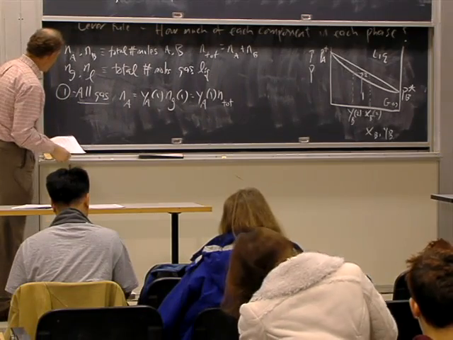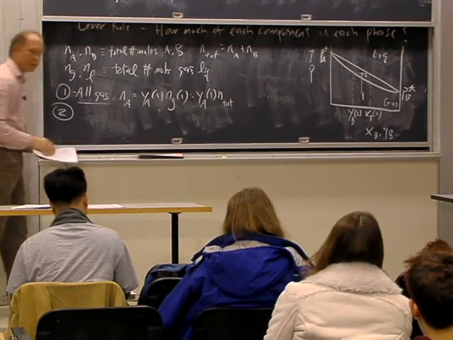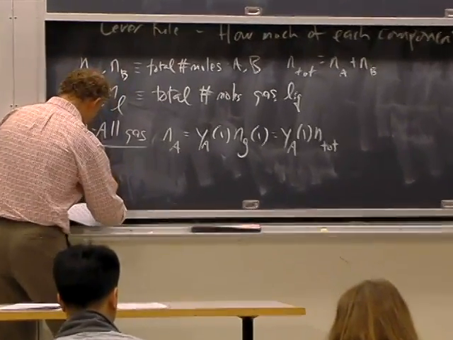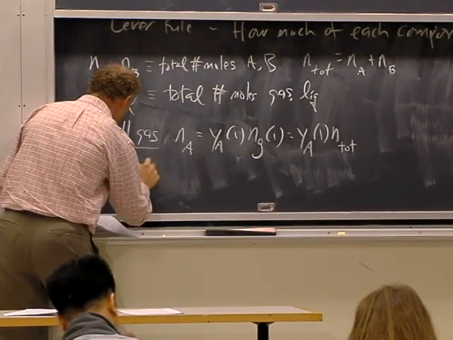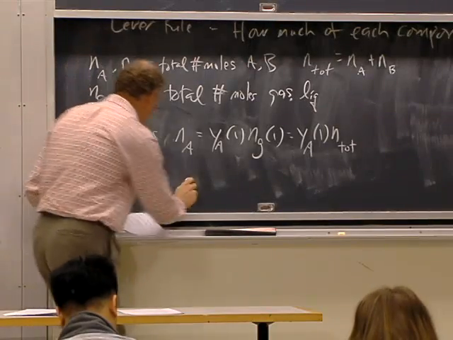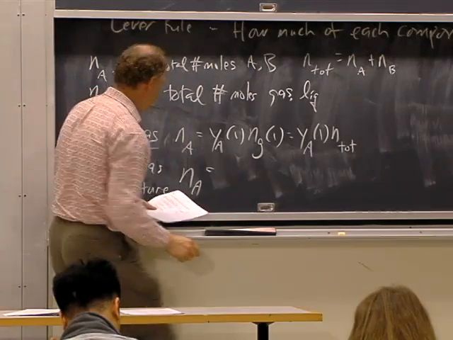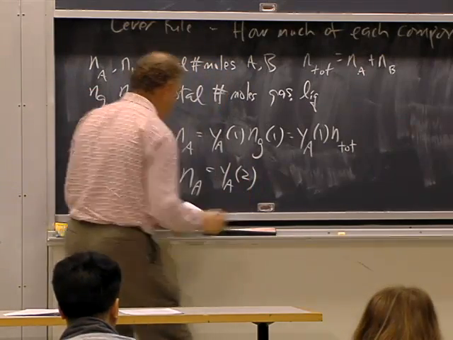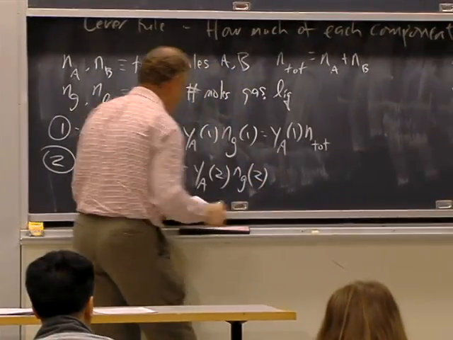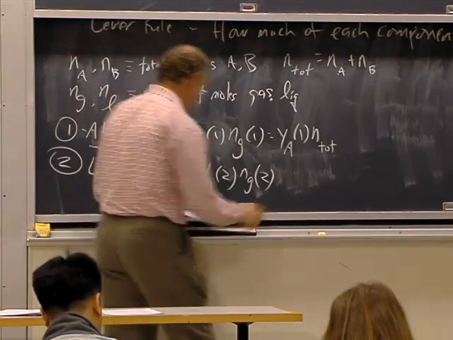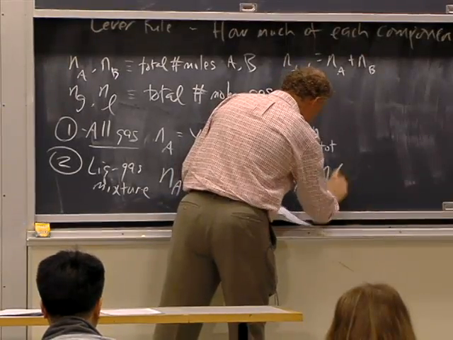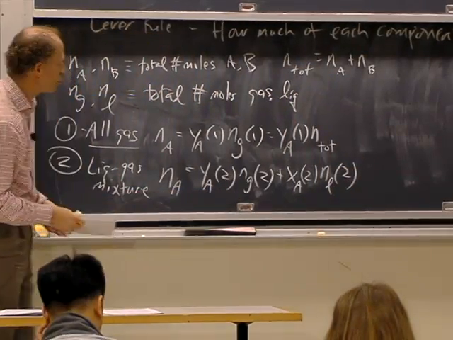Okay. So now let's look at condition 2, right? Now we have to look a little more carefully because we have a liquid gas mixture. So NA is equal to YA at pressure 2 times the number of moles of gas at pressure 2 plus XA at pressure 2 times the number of moles of liquid at pressure 2, right?